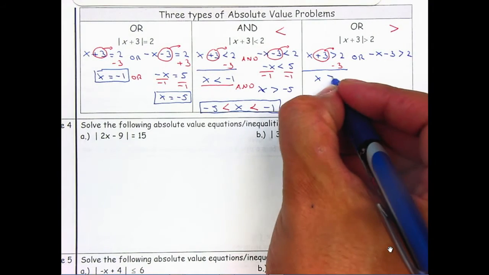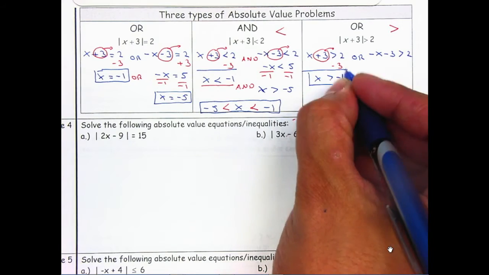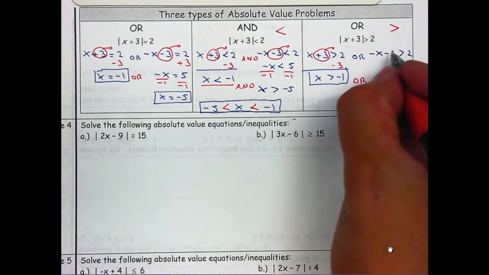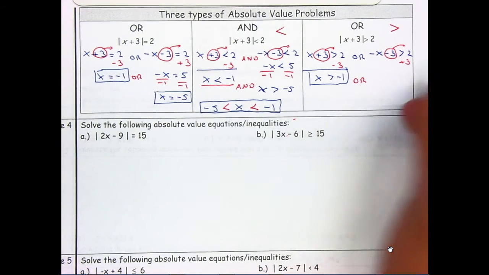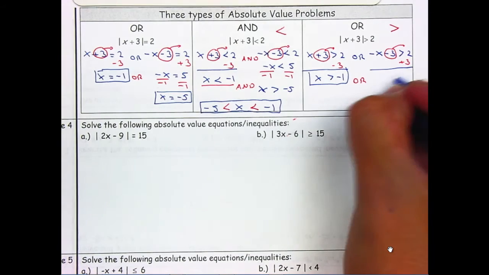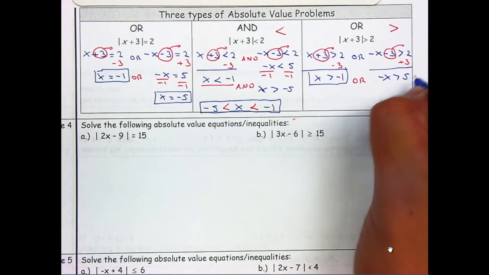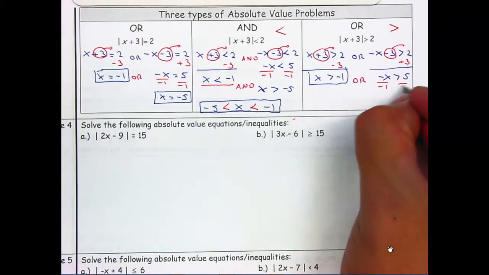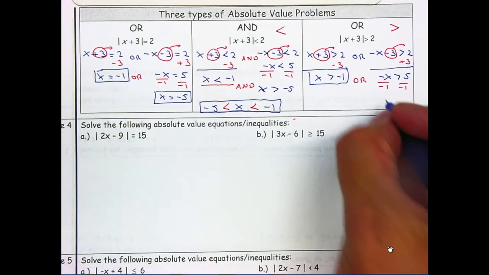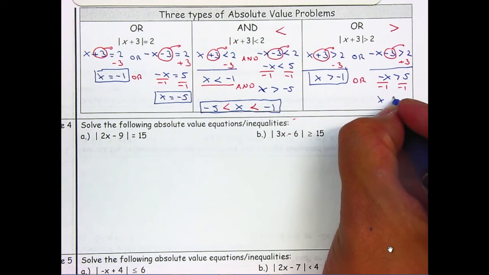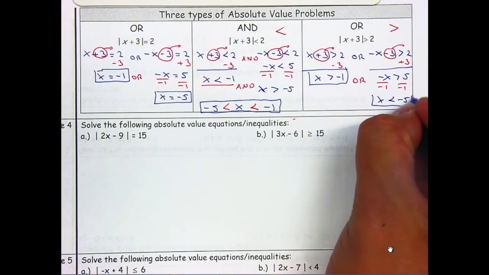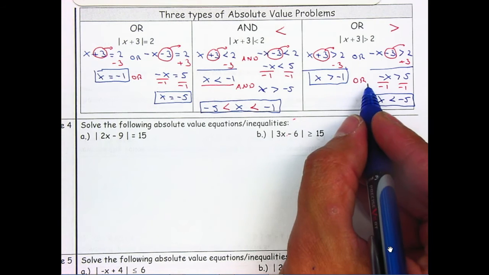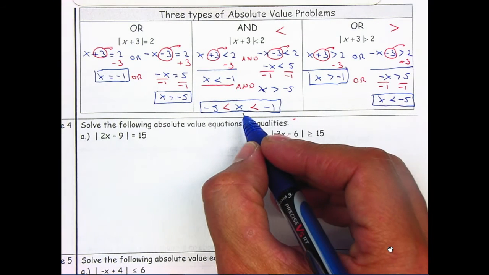Of x is greater than negative 1. Or, I'm going to move my negative 3 to the right, becomes a positive 3. We have negative x is greater than 5. I'm going to divide by negative 1. And same as before, every time we divide by a negative number, we have to flip the inequality. So it'll be x is less than negative 5. If it's an OR, you don't need to rewrite it. It will have to be separated by an OR. But if it's an AND, remember to rewrite it and connect it.